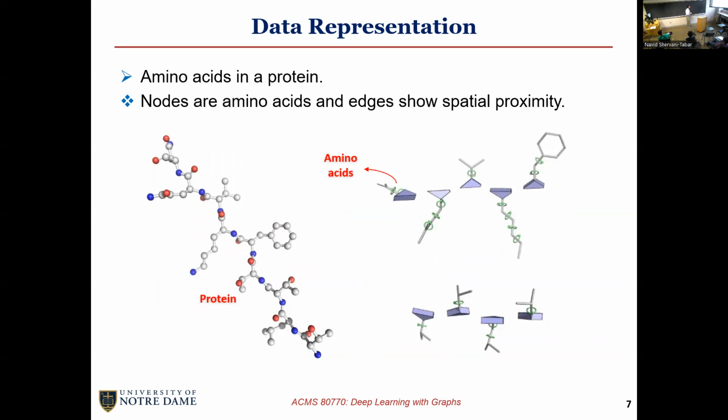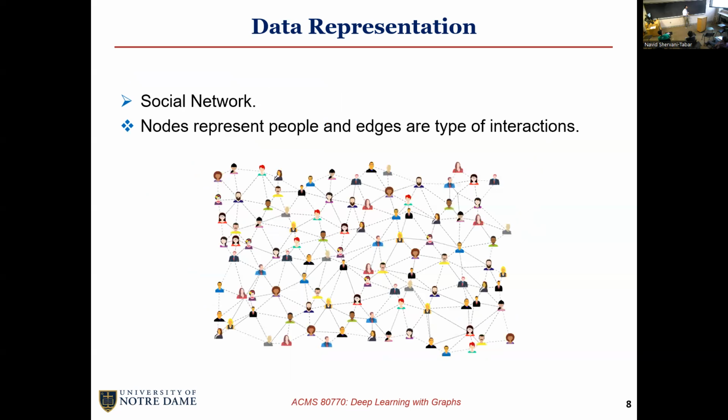Now we have the next example, amino acids. I mentioned that they are long molecules constructed of a chain of amino acids. You can consider, for example, each amino acid as a molecule, basically a node, and their spatial proximity as the edge between them. That edge essentially shows that if two amino acids are close to each other, they are probably interacting with each other.